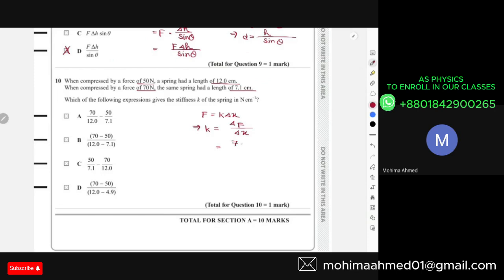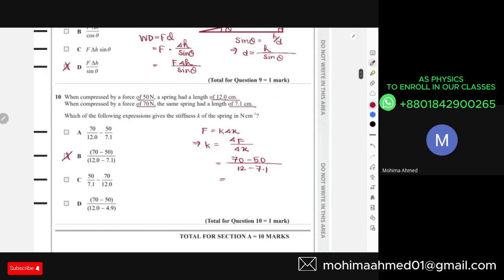Change in F is 70 minus 50, divided by the change in length, at 70 it is 7.1. But then again, extension is a scalar quantity here. Obviously they're getting compressed, so the extension is supposed to be negative. But I will just write this as 12 minus 7.1, because stiffness is also a scalar quantity, so the extension here is supposed to be a scalar quantity, it doesn't have any direction. It won't matter for this calculation. So we get our correct answer as option B.